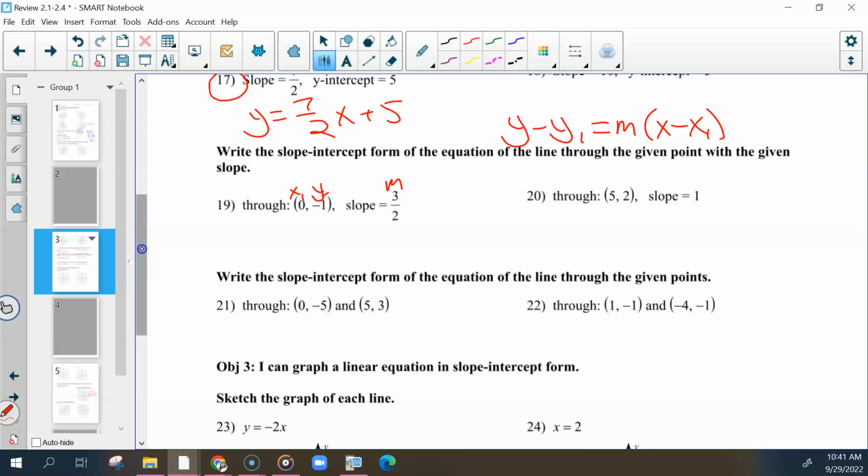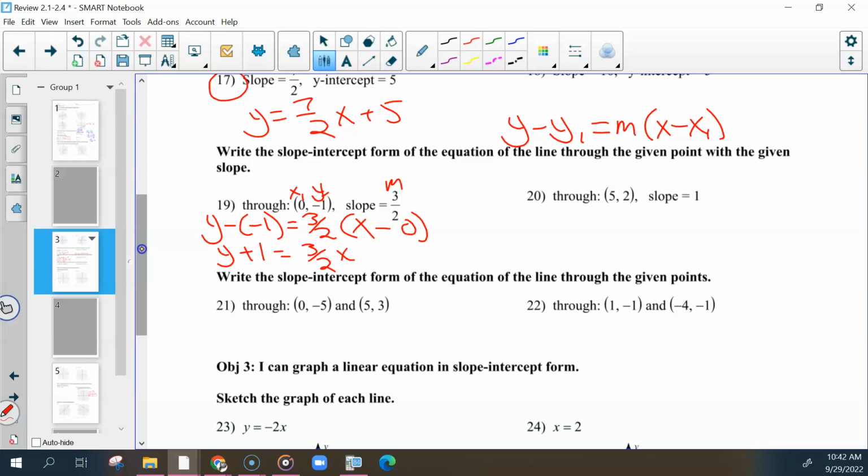And then start to put each of these into your formula. y minus our y1, which is negative 1, equals our slope, 3 over 2, times, in parentheses, x minus our x1, which is 0. Then we could start to distribute and make these two negatives a plus. If we distribute, this will become 3 over 2 x. This would just become 0. You can put the plus 0. You don't have to. It doesn't matter.